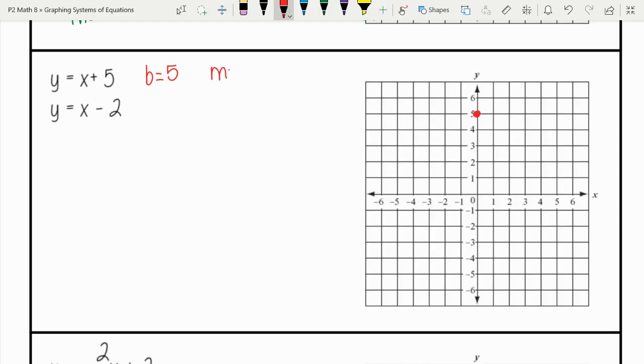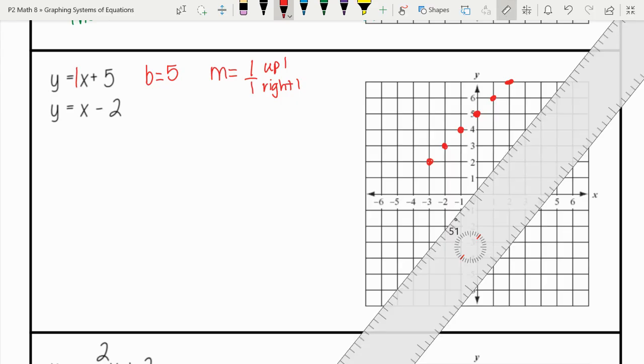Our slope is equal to 1 because remember, we have an invisible 1 here. But 1 is the same thing as 1 over 1. We want it to be a fraction so that we can find our points. So our 1 on top tells us to go up 1. The 1 on the bottom tells us to go to the right 1. So we're going to go up 1, right 1, up 1, right 1. And I'm going to reverse the order to get more points. Down 1, left 1, down 1, left 1.